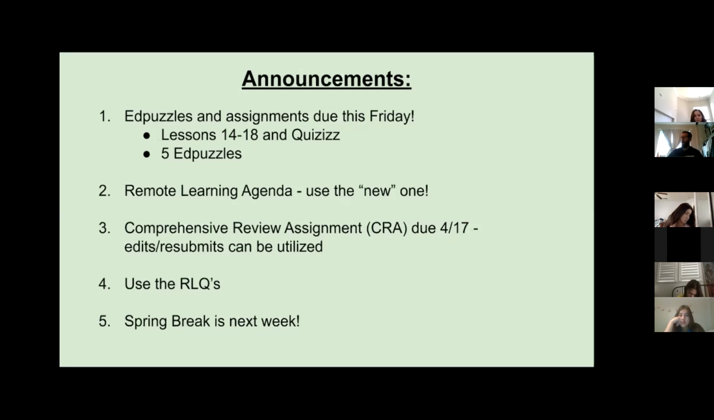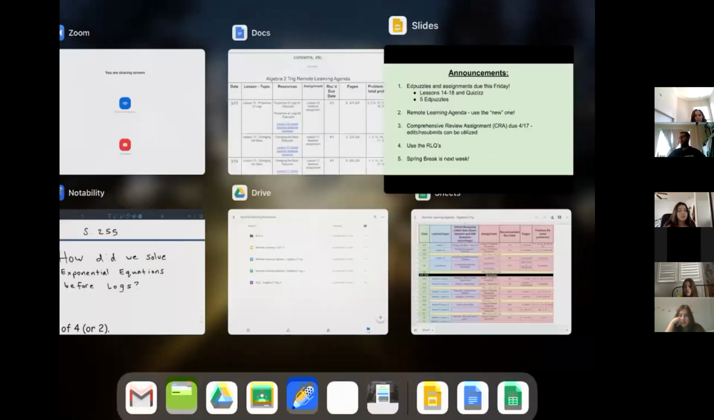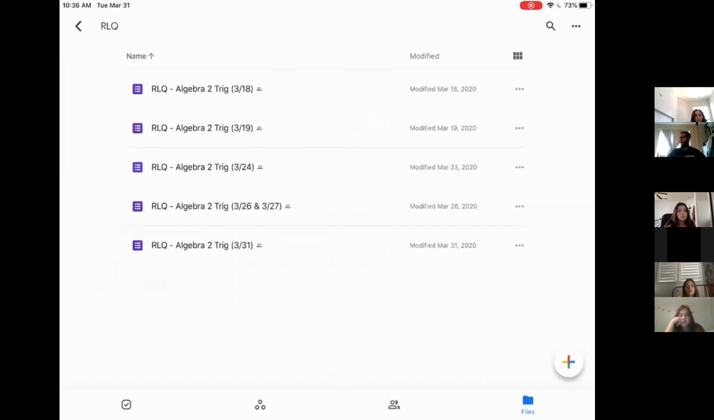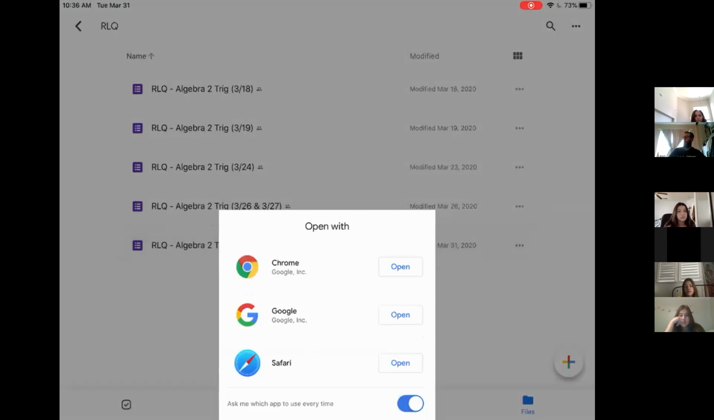Which takes me to number 4. Use the RLQs, the remote learning questionnaires. Those are those Google Forms that you all have been filling out. You've been doing a great job doing so. They look a little something like this.